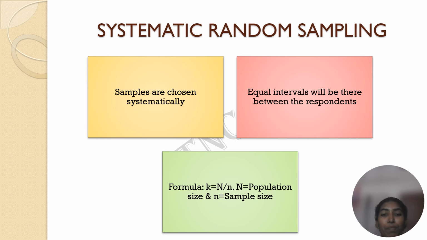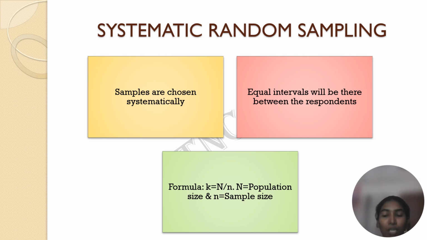Systematic random sampling. In systematic random sampling, samples are chosen very systematically. Equal intervals will be there between the respondents. So in systematic random sampling, a formula needs to be used, that is small k is equal to capital N by small n.